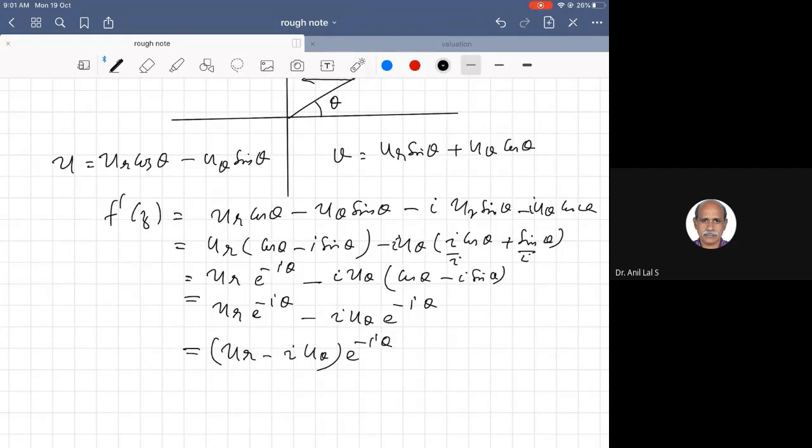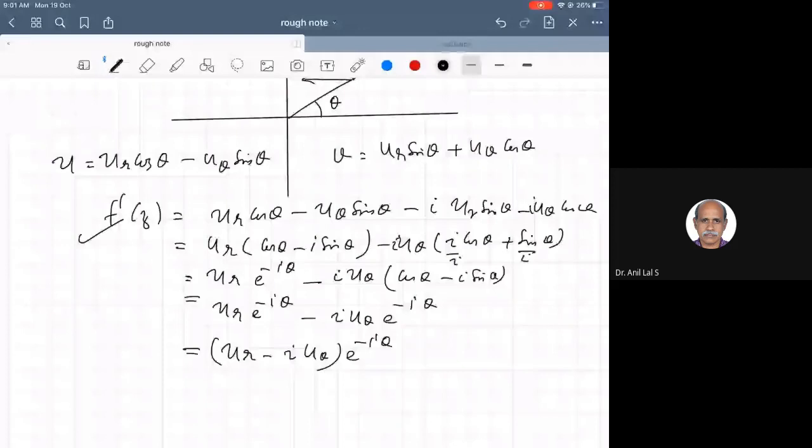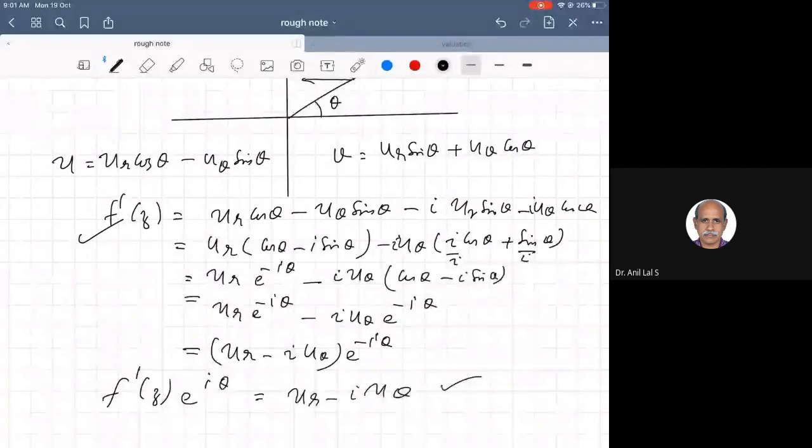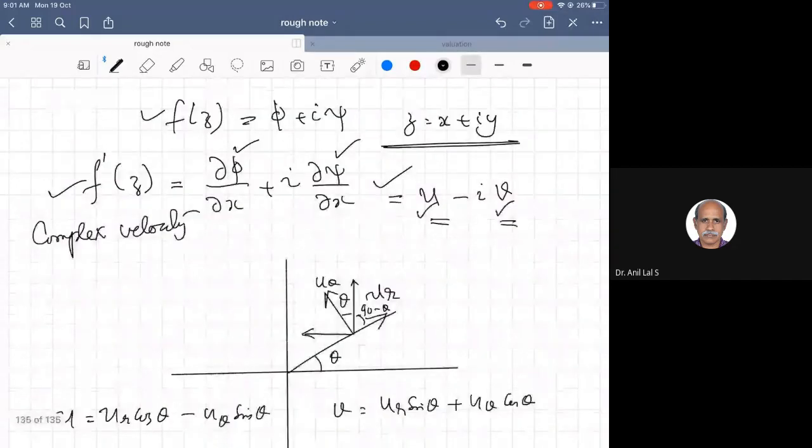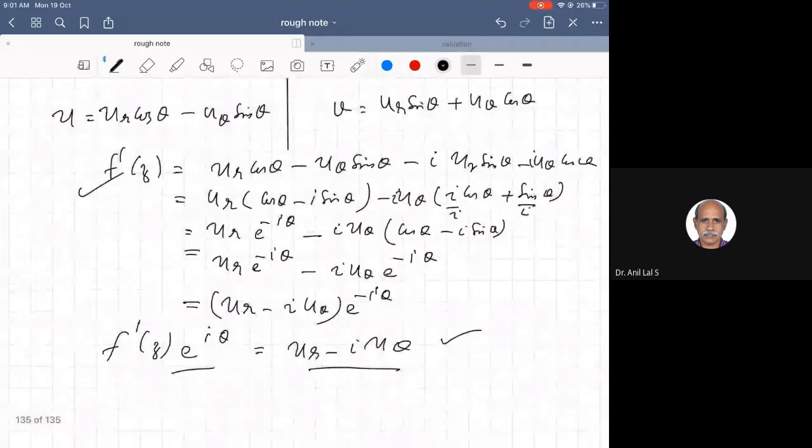So in the polar coordinate system, you take f dash z and multiply it by e raised to i theta. That gives you ur minus i u theta. That is the difference from the Cartesian coordinate system, where f dash z directly gives u minus i v. So this is a conversion, and this also you remember.